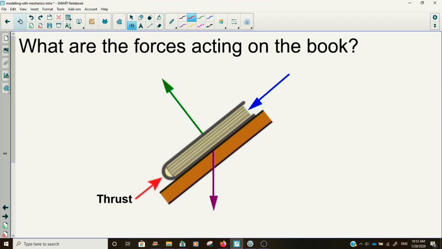Okay, so have a little think about this book that's actually on an inclined table. What are the forces acting on this book here? Well, let's imagine that it's being pushed up. We've got the red arrow that's pushing it up. What would we call this blue arrow? Well, if it's a rough surface, then that would be the friction. And this purple arrow acting downwards, that's going to be the weight.